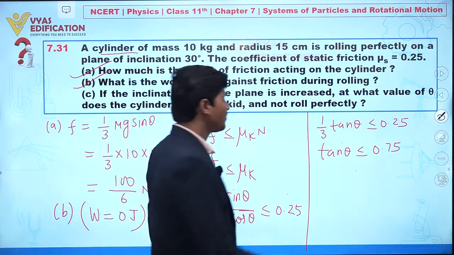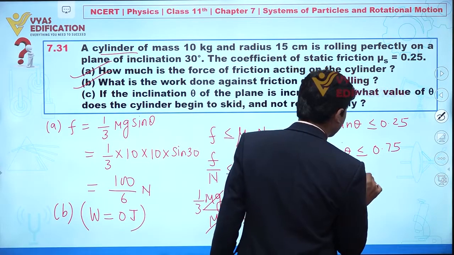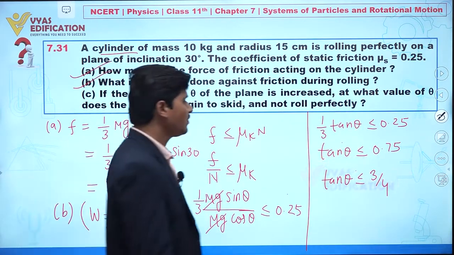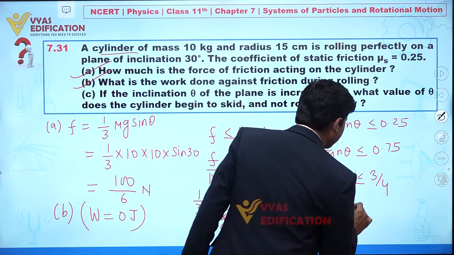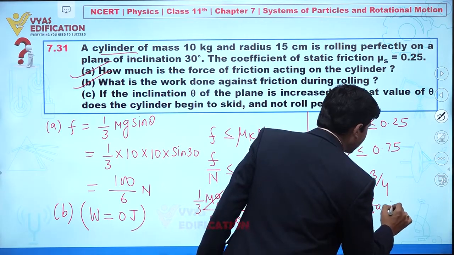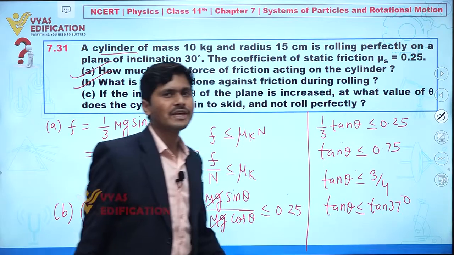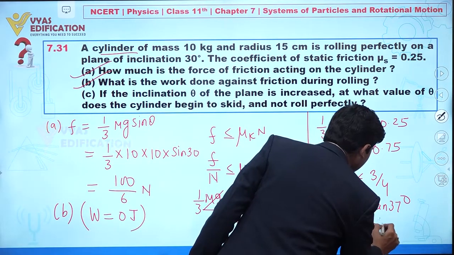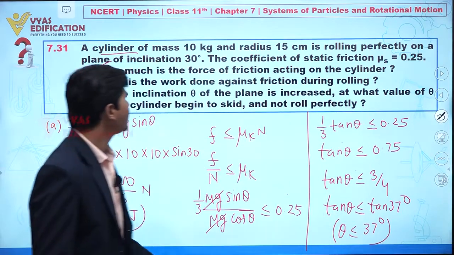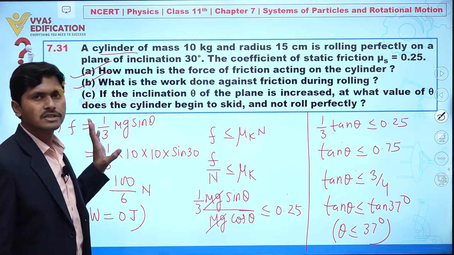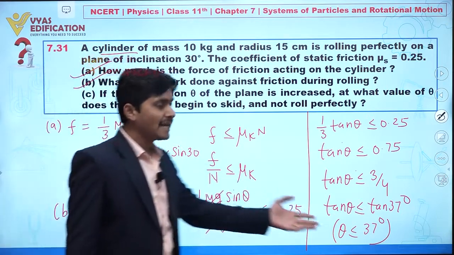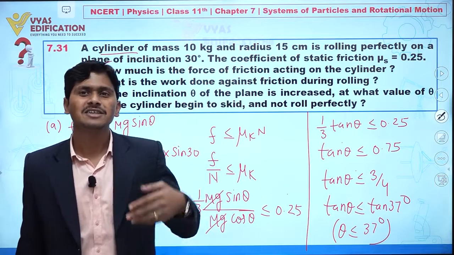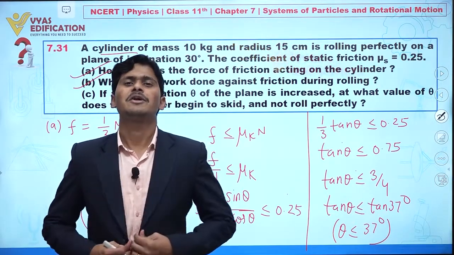Now this 0.75, we can say tan theta should be less than or equal to 3 by 4. And for the value 3 by 4, tan theta should be less than or equal to tan 37. So whenever the angle of inclination is 37 or less than that, at that time it will not skid. But as the angle increases above 37 degrees, definitely this cylinder starts skidding. So this is all about this question.